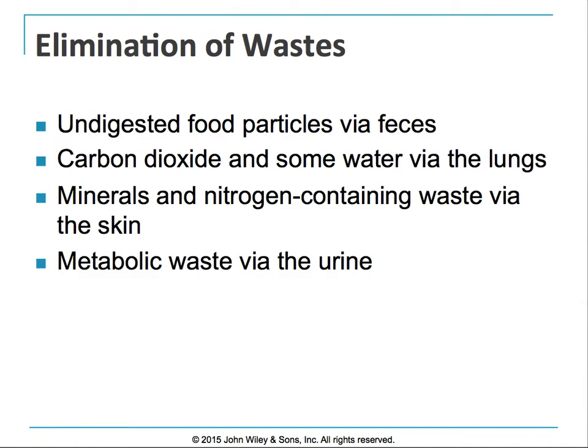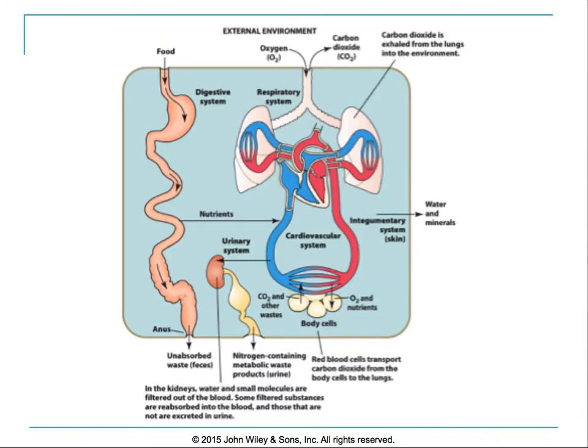The elimination of wastes. Undigested food particles leave your body as feces. Carbon dioxide and some water leave your body via the lungs. Minerals and nitrogen-containing waste leave via the skin, and metabolic waste leaves your body via urine. This diagram, again, also in your text, gives you an idea of how each of those different wastes is excreted by the body.